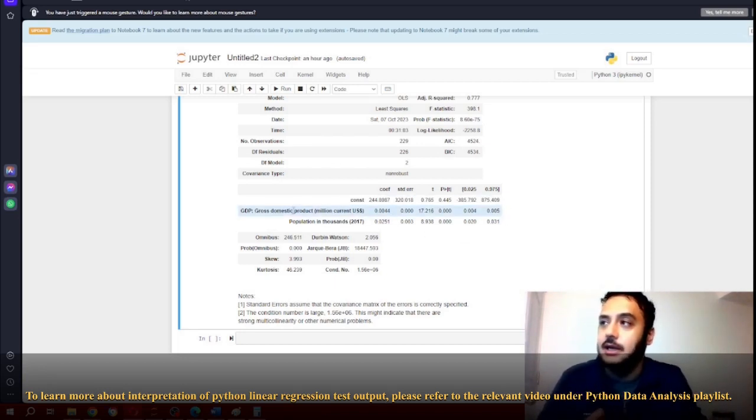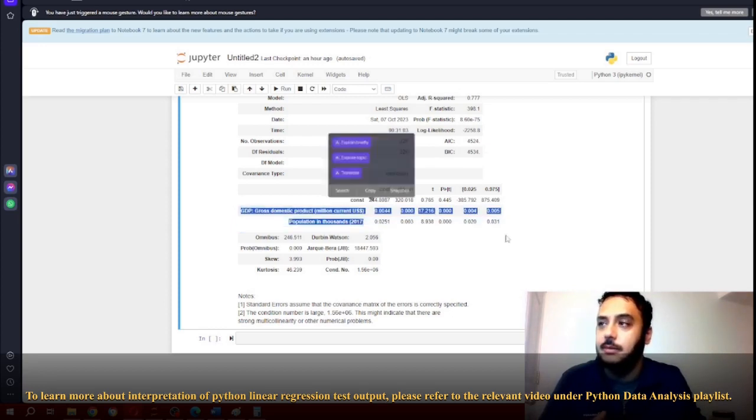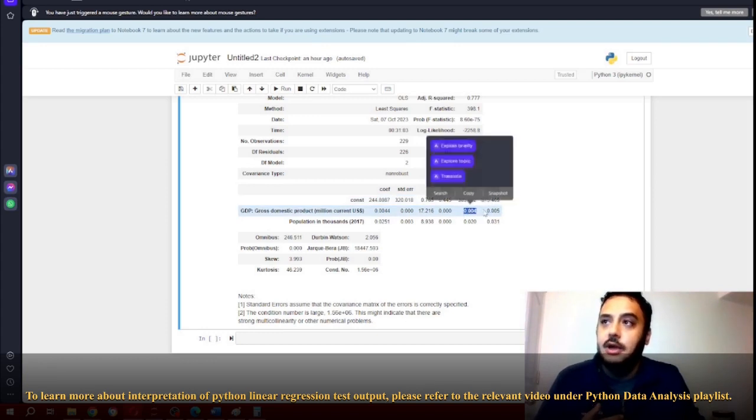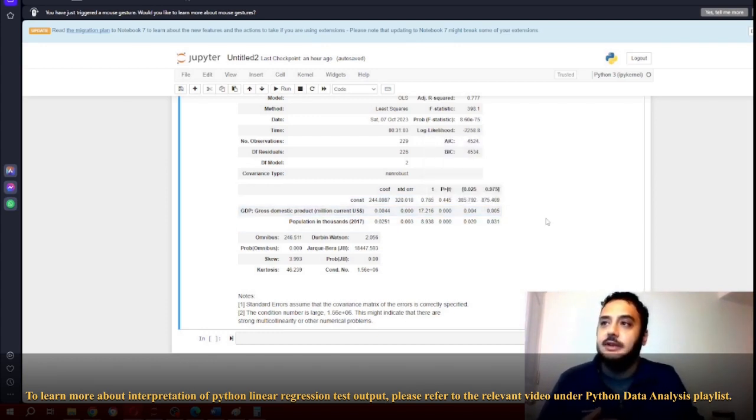And same thing with the two independent variables here. Their coefficient is 0.0044, again with the CI of 0.025. It goes from 0.04 all the way to 0.05. So that's the CI between them. And same thing with the other independent variable.